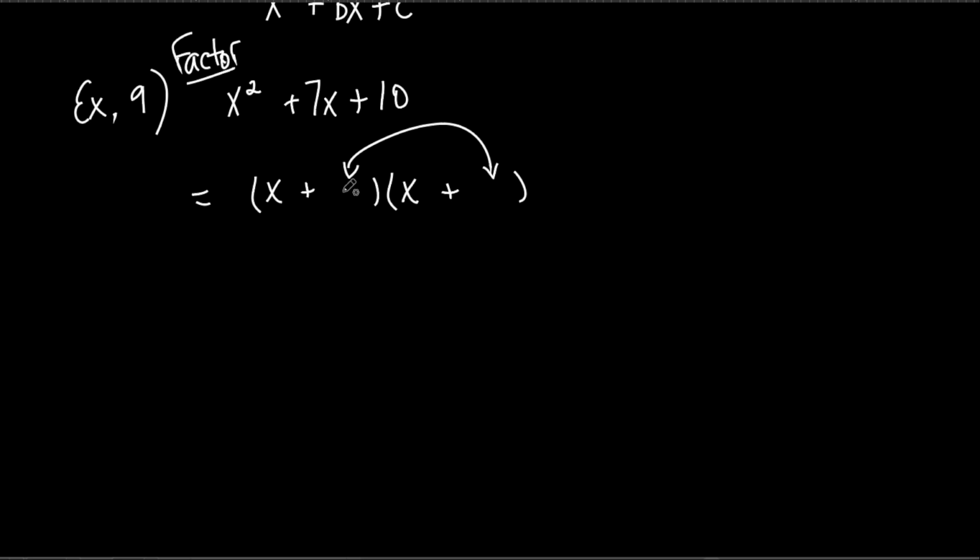So Cameron already said it, but let's say it. So what's going to be here and what's going to be here? 5 and 2, right, or 2 and 5. It doesn't matter. In this particular case, does it matter that the 2 goes first and the 5 goes next? It does not matter, okay?